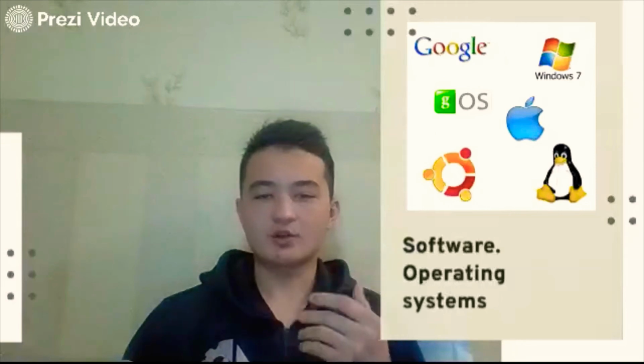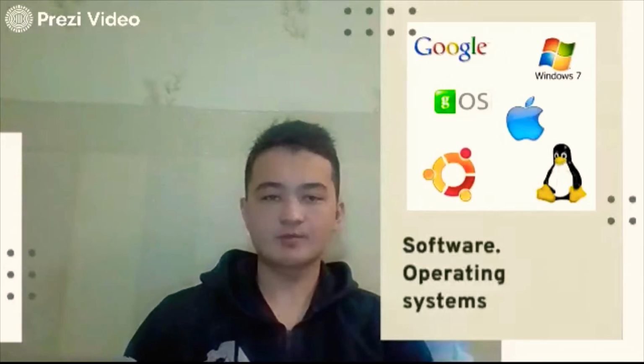Hey everyone, today's topic is the types of software, their purpose and characteristics, and the basic concepts of OS. Firstly, what is software? Software, also called a computer program or simply a program, is a series of instructions that tells the hardware of a computer what to do.